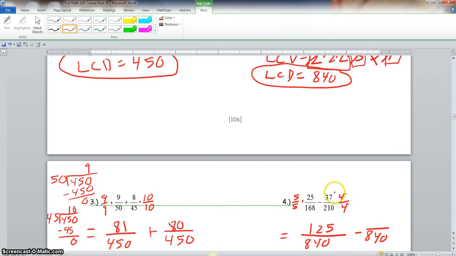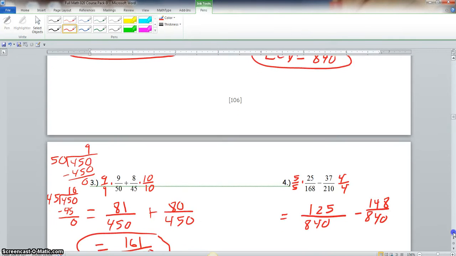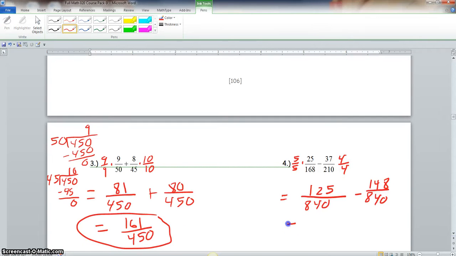210 times 4 is 840. 37 times 4 gives us 148. So now we have 125 minus 148, which would give us a negative 23 over 840. And they have nothing in common. So our final answer is a negative 23 over 840.